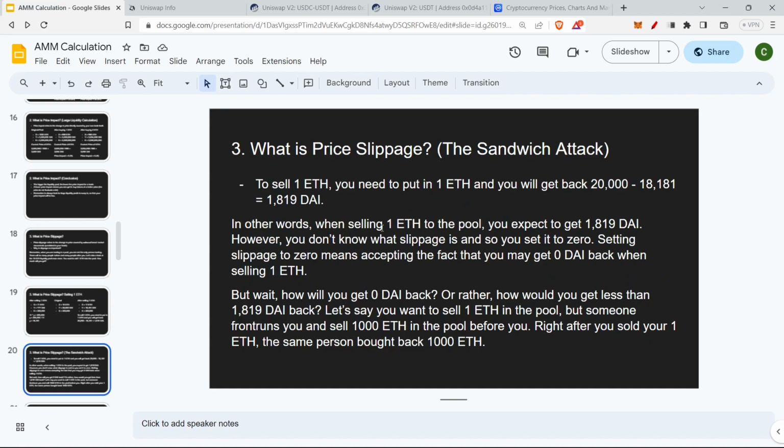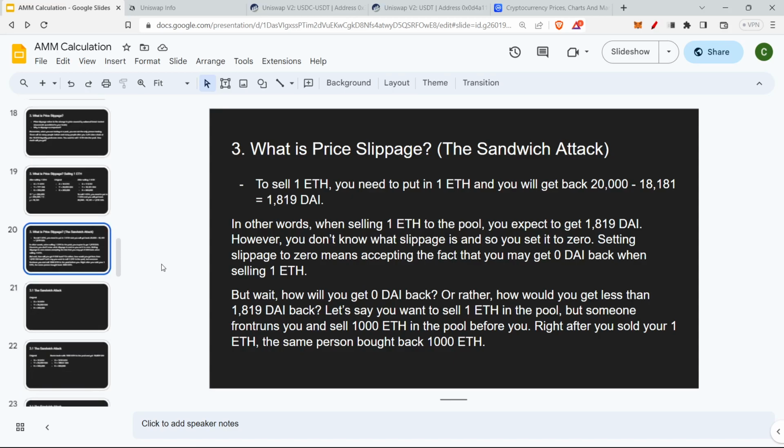So in other words, when you sell one ETH to the pool, you expect to get 1.8k DAI. Setting slippage to 0 means accepting the fact that you can get 0 DAI back when selling one ETH. But wait, how will you actually get less than 1.8k DAI back? Let's say you want to sell one Ethereum in the pool, but someone front runs you. So basically that means someone does the trade before you and sells 1000 Ethereum in the pool. Right after you sold your one Ethereum, the same person buys back his 1000 Ethereum.